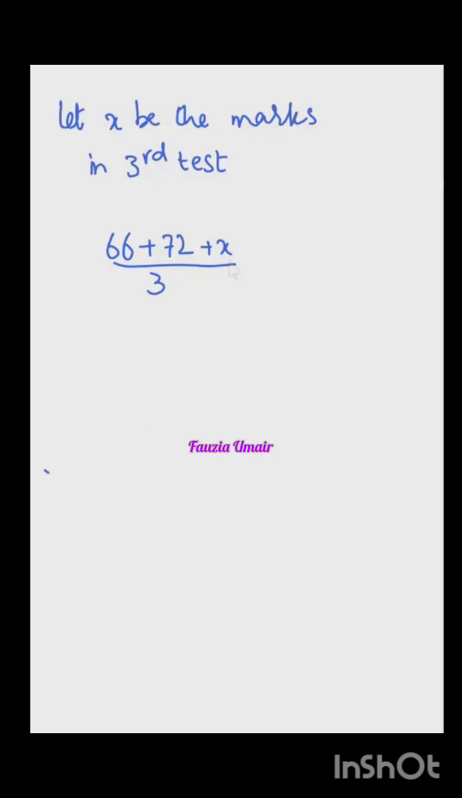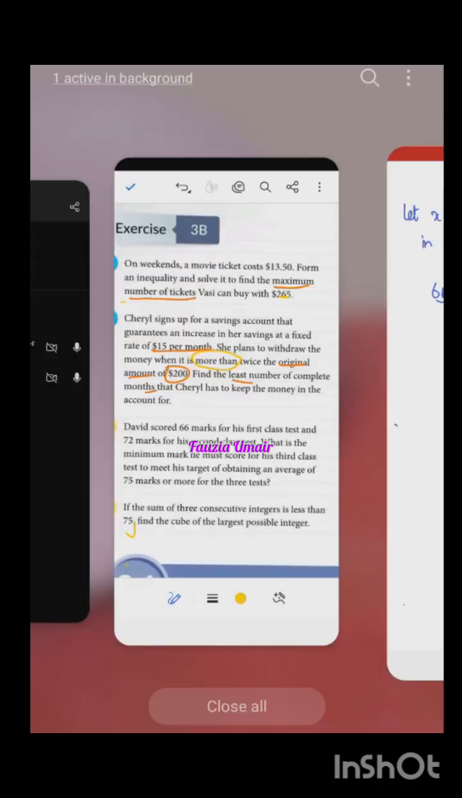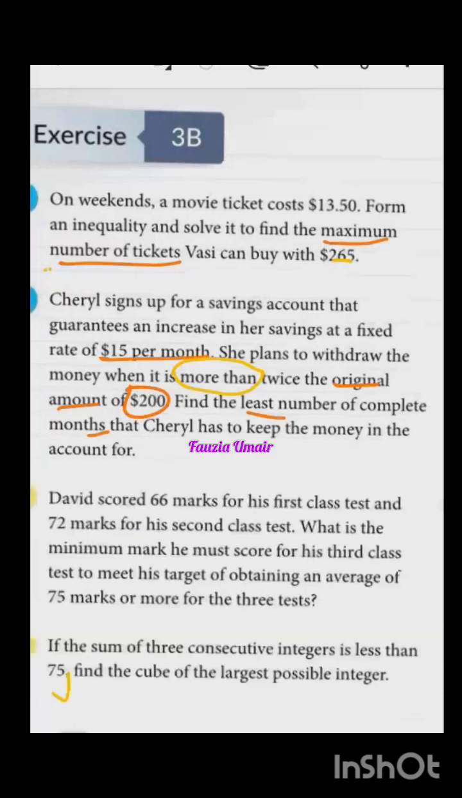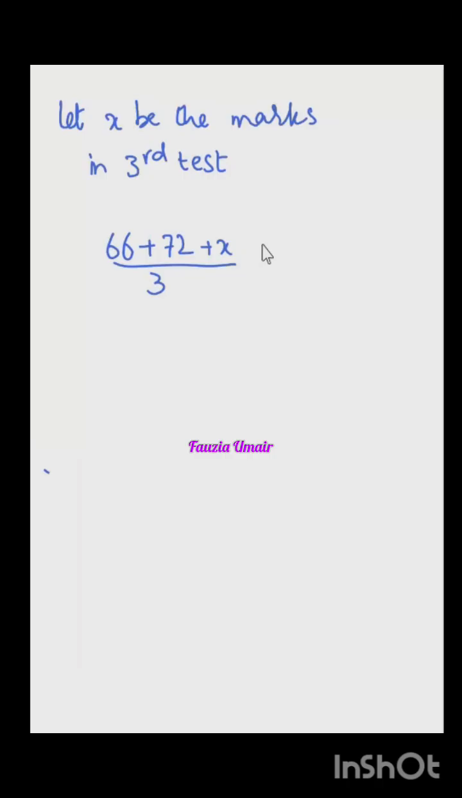So now these are the average marks. But he wants an average of 75 or more. So what will be the inequality? So the expression we made will be bigger than or equal to 75. Excellent. Bigger than or equal to 75, because it is given in the question that he can either hit 75 or more.